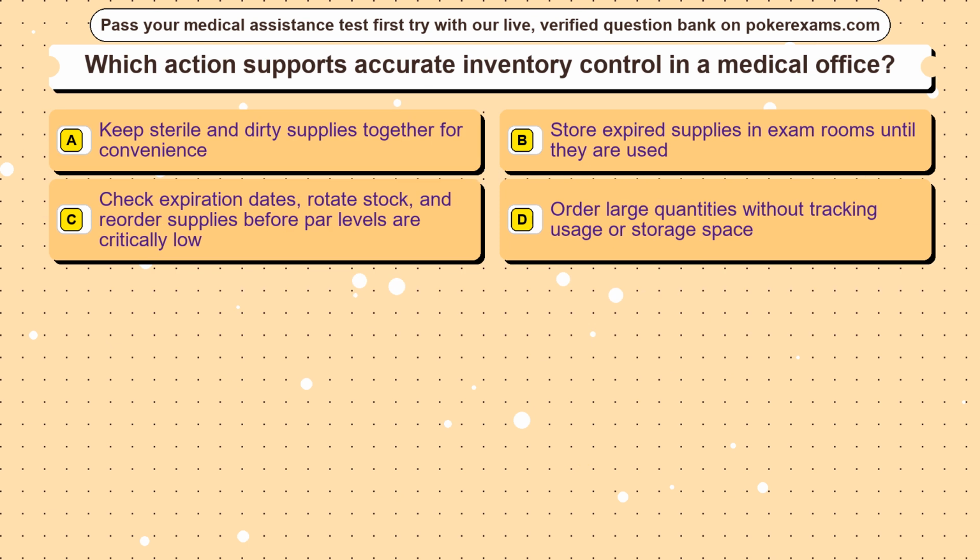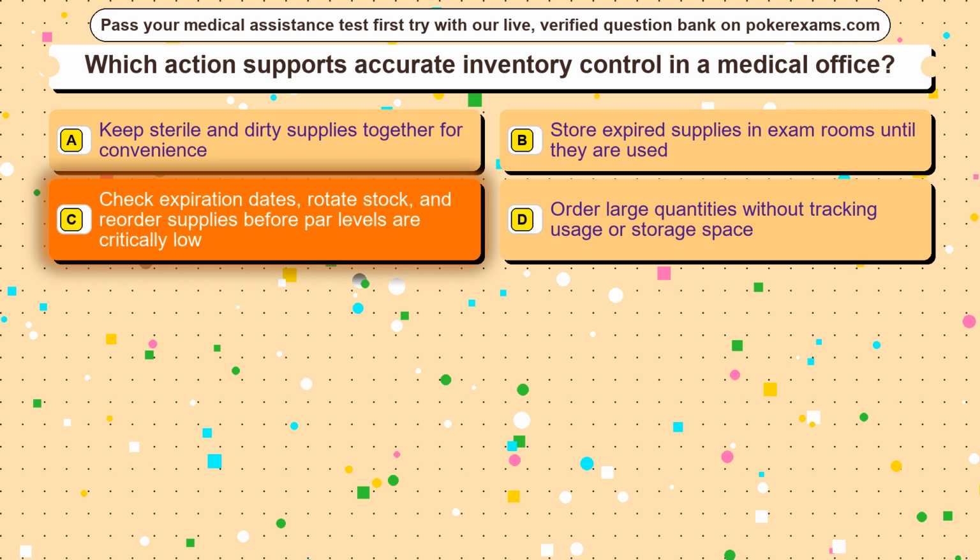Question 44. Which action supports accurate inventory control in a medical office? Option A. Keep sterile and dirty supplies together for convenience. Option B. Store expired supplies in exam rooms until they are used. Option C. Check expiration dates, rotate stock, and reorder supplies before par levels are critically low. Option D. Order large quantities without tracking usage or storage space.